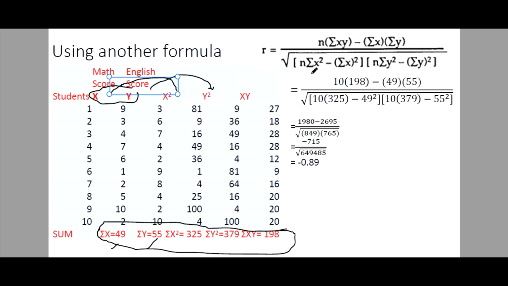We have n is 10. Summation of x squared is 325 minus the square of the summation. So we have 49 squared. Then on this next group, we have n is 10. Summation of y squared is 379 minus the square of the summation of y, which is 55. So using your calculator, again, you will arrive with negative 0.89. So again, they have the same value. So you may use either of these two formulas.